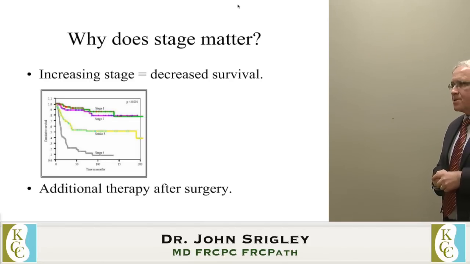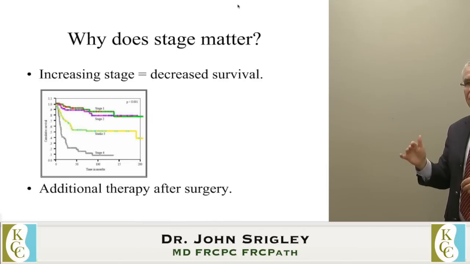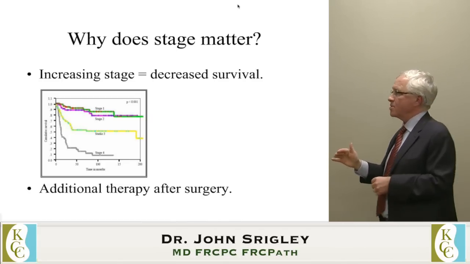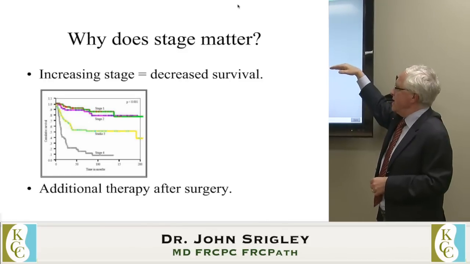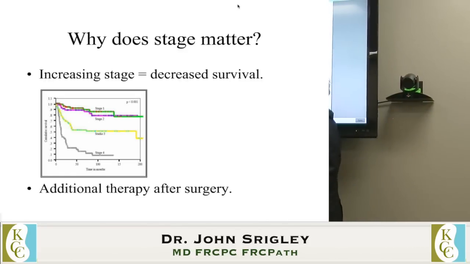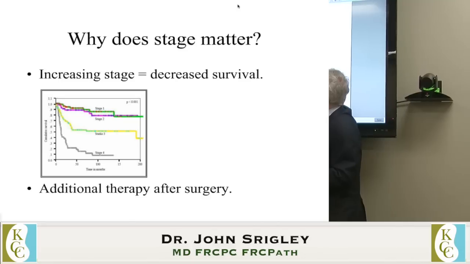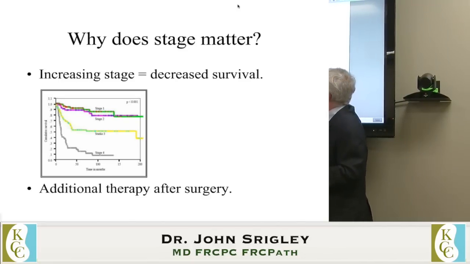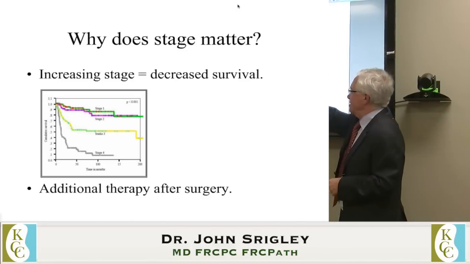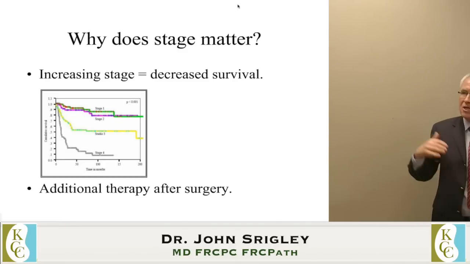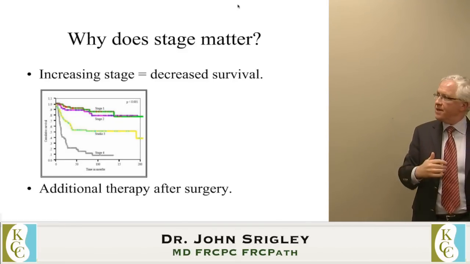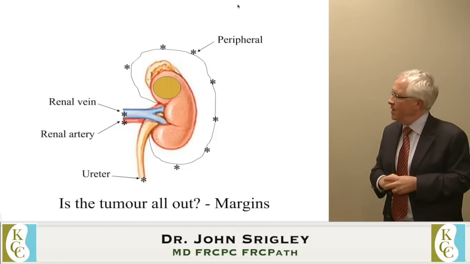And why does stage matter? Well, stage matters for the same reason that histological subtyping matters. And these, once again, are those survival curves I talked about before. The higher the curve, the flatter it is at the top, the better it is. You can see as you go from stage 1 to 2 to 3 to 4, stage 4 is down there with very poor survival out to 5 to 10 years. But of course, the stage would always have to be taken into account with the subtype of the tumor.